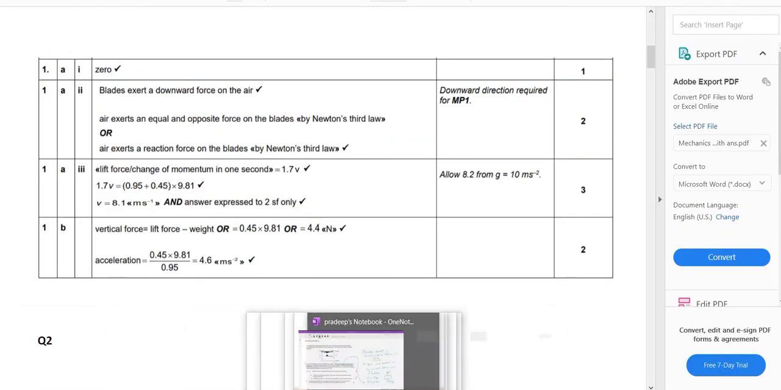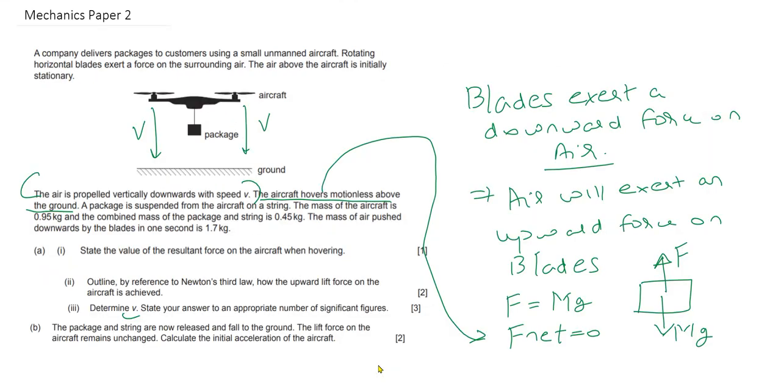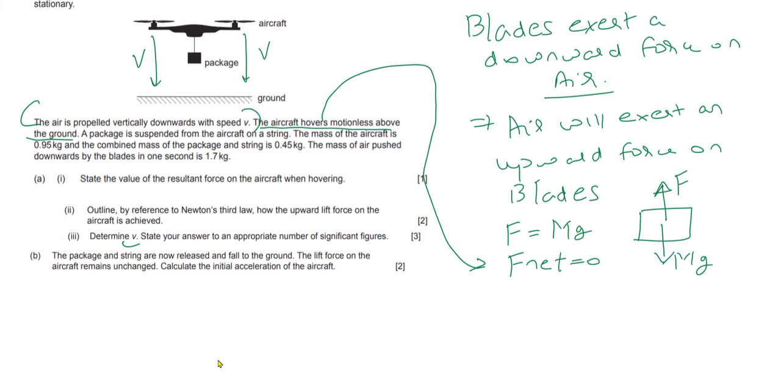Okay, Sheldon, so let's see how to solve this. Starting with A3, we have to find out the value of V, right? Yeah, sir. And what is V? Could you tell me? V is nothing but the velocity of the air being pushed downwards from the drone. So for this particular thing, we have to use Newton's second law. So we have force is equal to mass into acceleration, right?